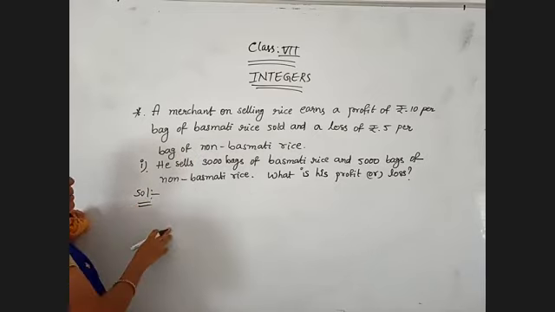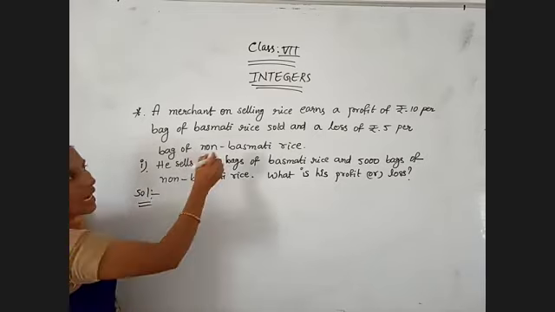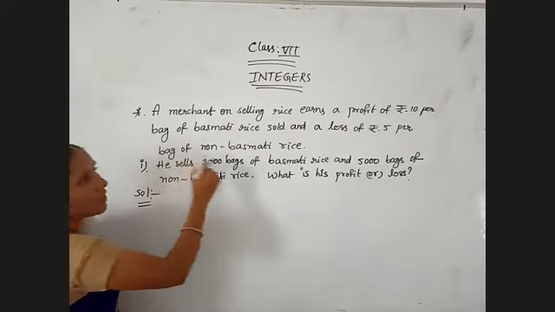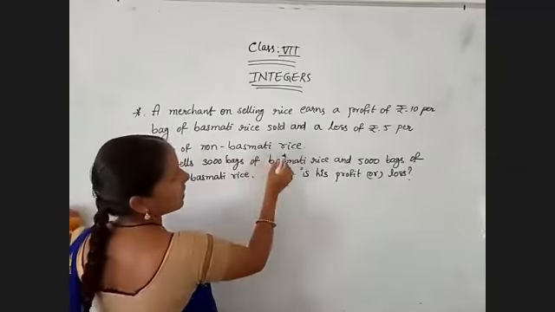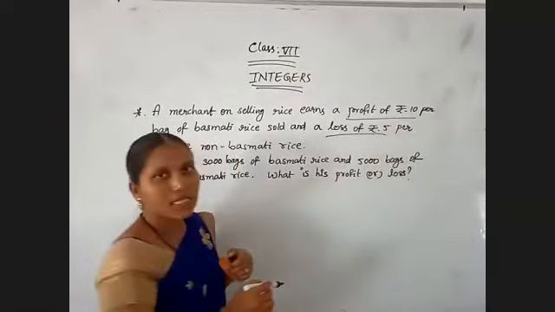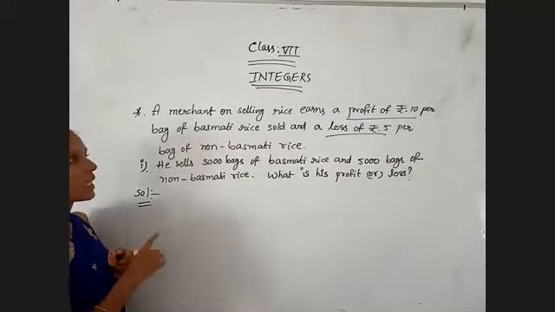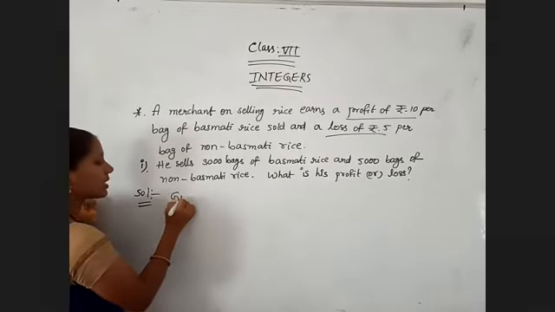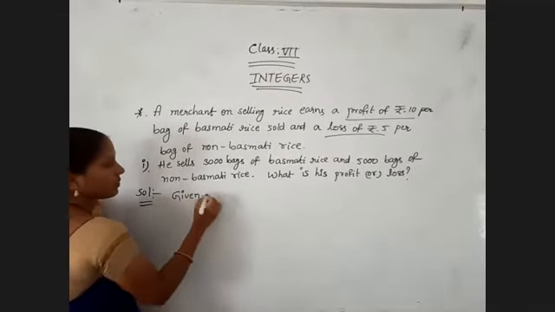A merchant selling rice gains a profit, after deducting personal expenses. If he is selling the basmati rice, he is getting a profit of 10 rupees. If he is selling the non-basmati rice, he is getting a loss of 5 rupees. By selling basmati rice, he is getting 10 rupees profit. By selling non-basmati rice, he is getting a loss of 5 rupees. So that information is given.